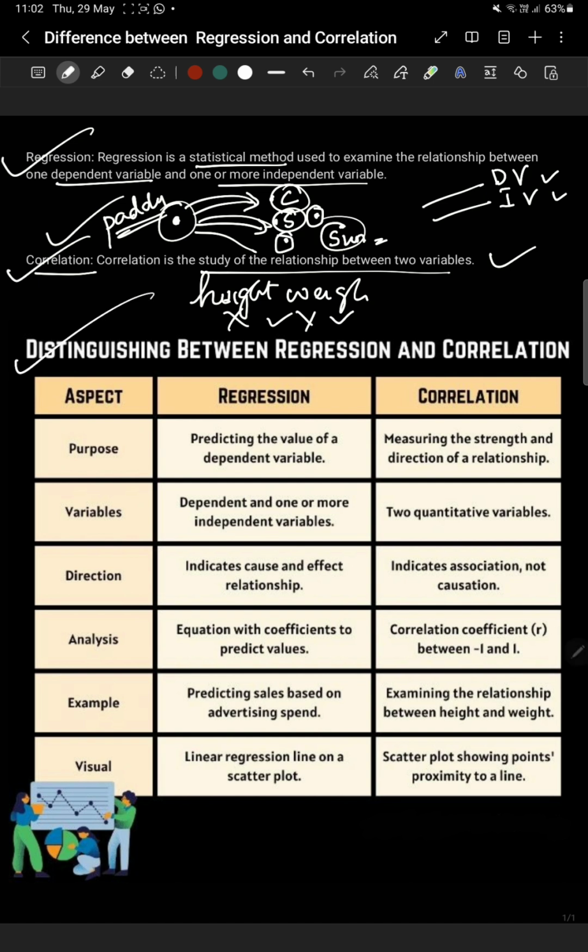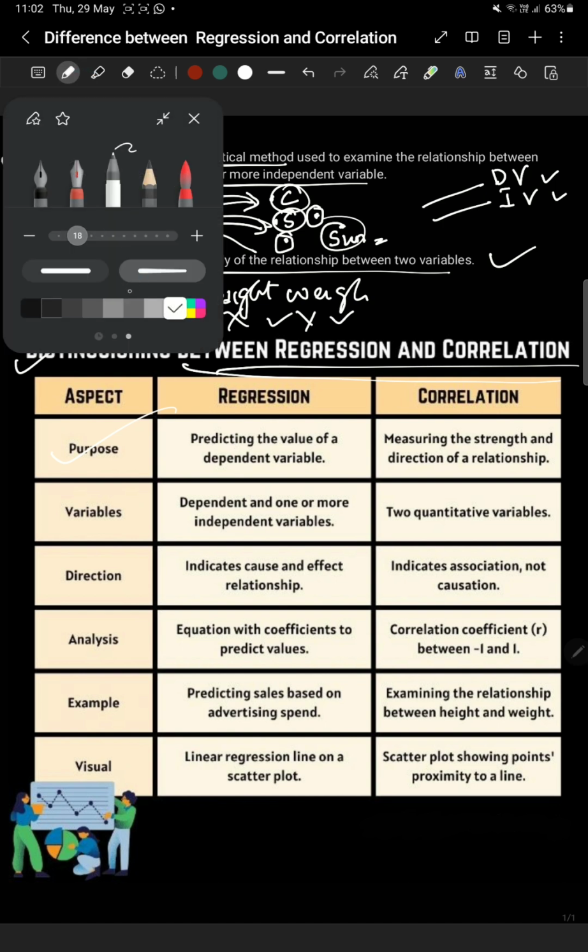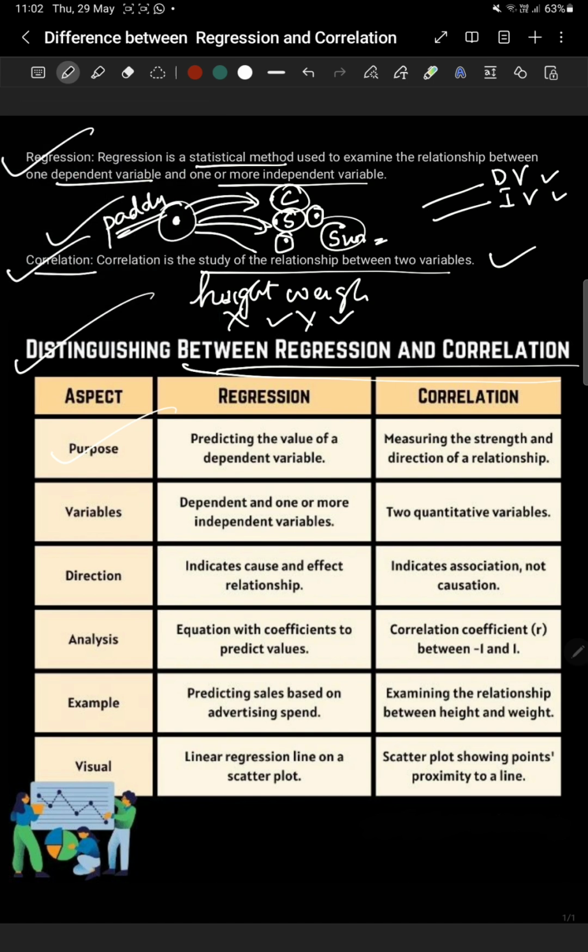So let's understand the difference between regression and correlation. This is an important short question. For regression, the purpose is predicting the value of the dependent variable. For correlation, the purpose is measuring the strength and direction of the relationship. In which direction is our correlation going? Is it positively correlated or negatively correlated?